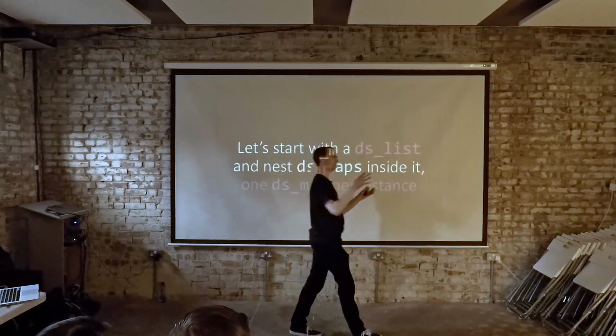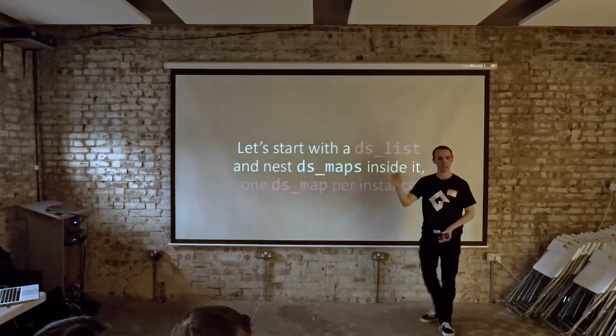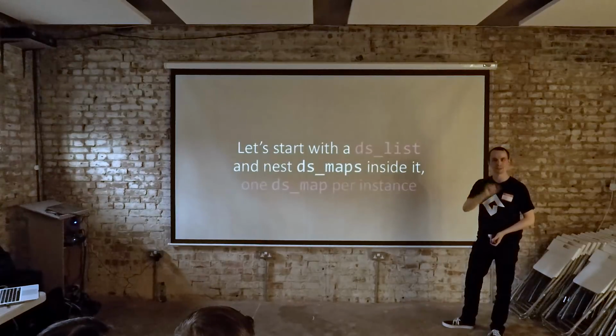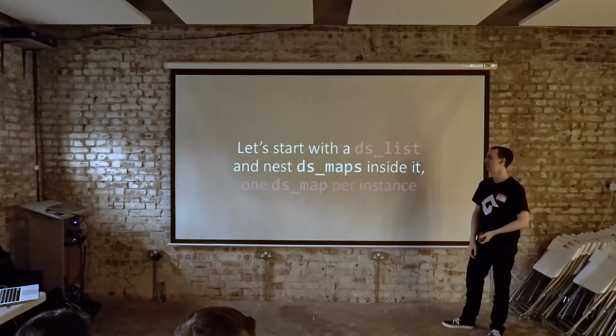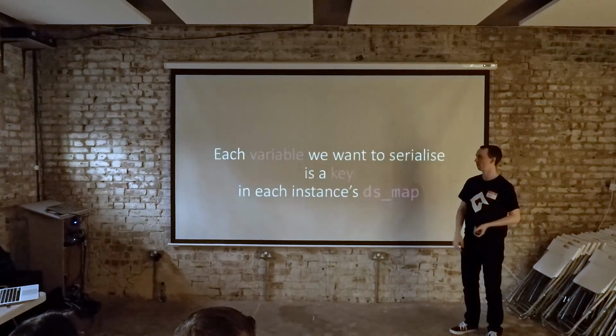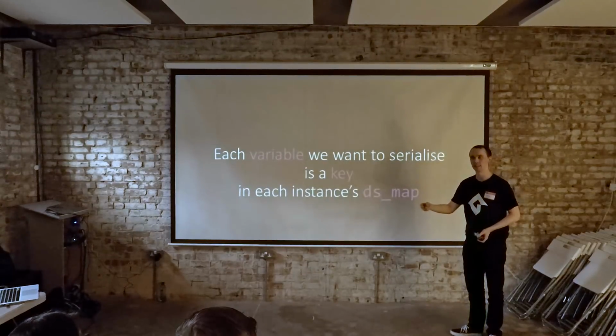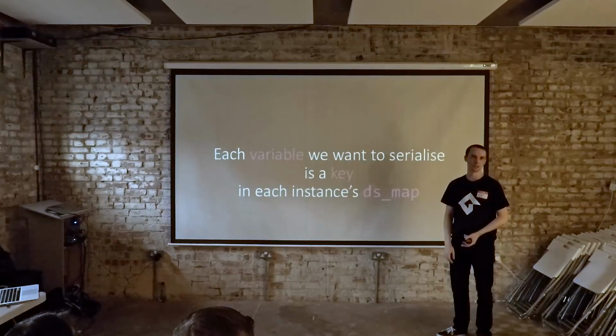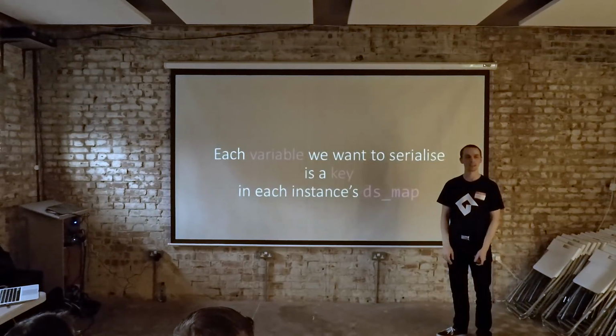And each thing that we find in our room, we're going to add it to the list as a map. And we're going to have one map for everything that we find, for every instance that we find. And then inside the map, each variable is going to be a key, and each key's value is going to be the value of the variable that we find. And that describes everything that we'd want to save.